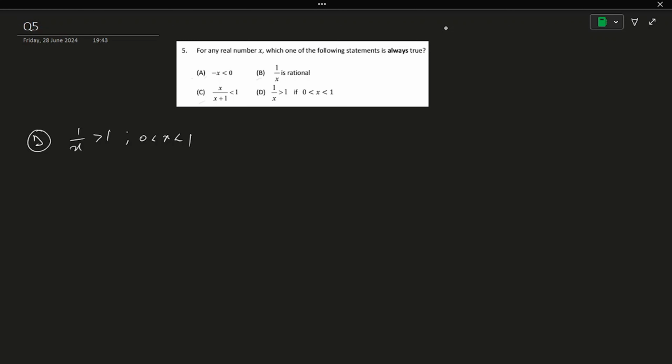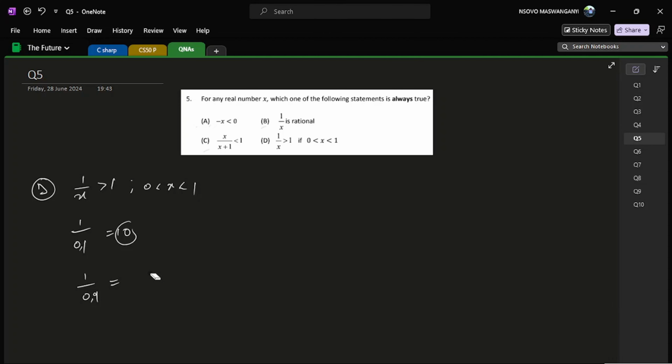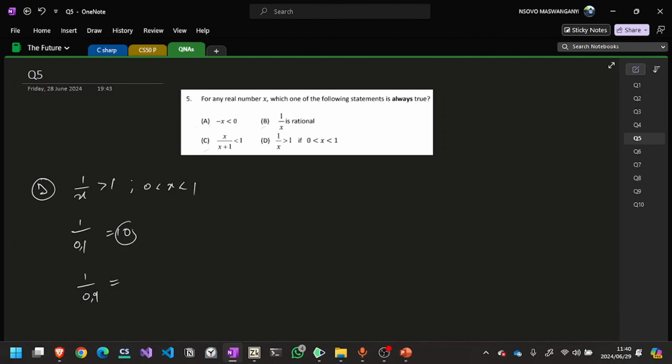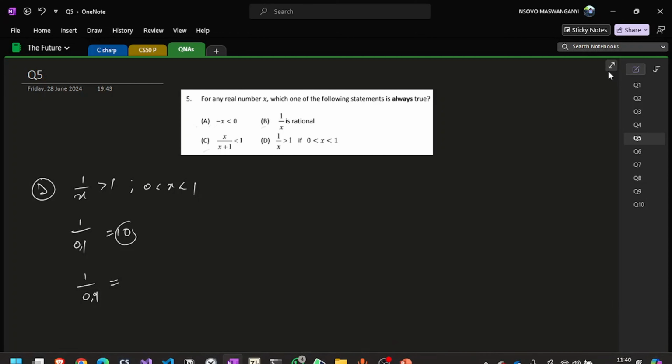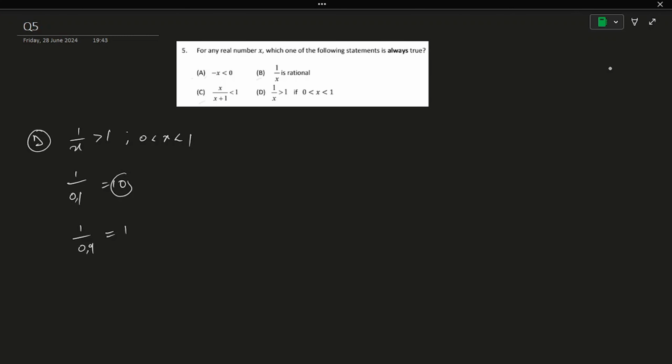So now let's test it. Let's take 0.1 as x. 0.1, that is going to be 1 divided by 0.1. 0.1 goes 10 times into 1. This is actually 10, and 10 is greater than 1, which is true. So let's try 1 over 0.9. 1 over 0.9 is actually 1.11111 recurring. So 1.111 recurring is actually greater than 1. Right? So we took 0.1 and 0.9.